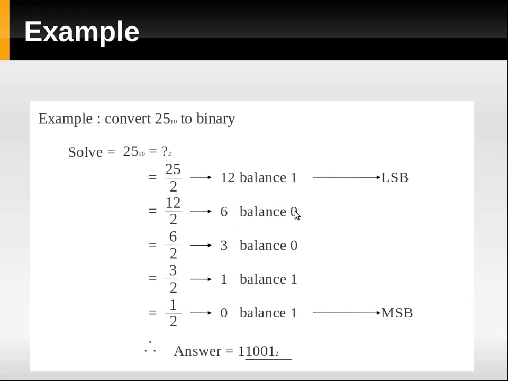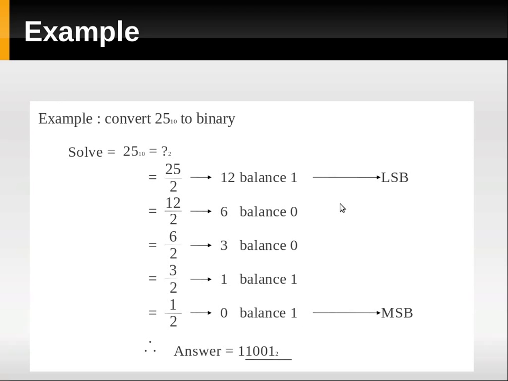So I would be getting the quotient as 6. Now this time the balance is 0, which is nothing but the remainder, and this 6 is again divided by 2, and now I'm getting the quotient as 3 and remainder as 0. Now again this 3 is divided by 2. Now I would be getting the quotient as 1 and balance, that is remainder, as 1. Now again this 1 should be divided by 2, so that I would be getting the quotient as 0 and the remainder as 1. Okay, now this is the last process, so I would be considering this as a MSB.